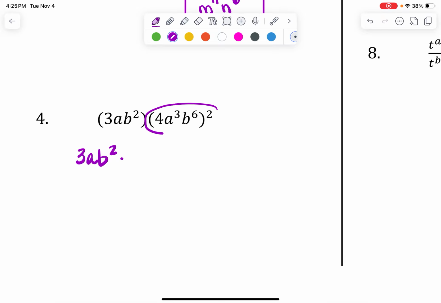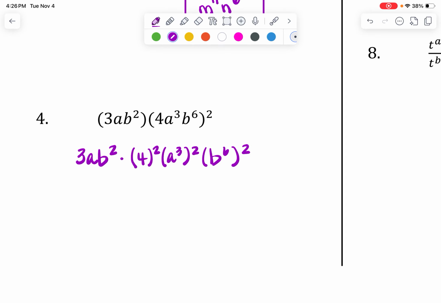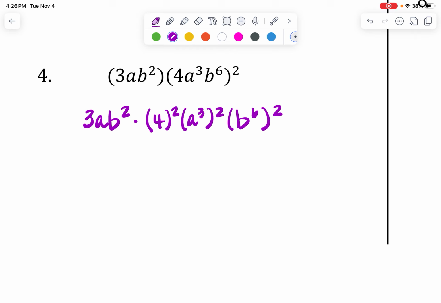Now this parenthesis does have a 2 outside the parenthesis, which means everybody inside has to get squared. So the 4 gets squared, the a cubed gets squared, and the b to the 6th has to get squared. And then it's my job to get rid of all of these parentheses. Well, 4 squared is something I can do in my head or type in my calculator, so that gives me 16. Then I have a power to a power, so we multiply the powers. That's a to the 6th. And then we have a power to a power on the b's, which gives us b to the 12th.